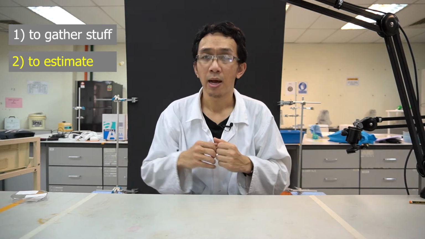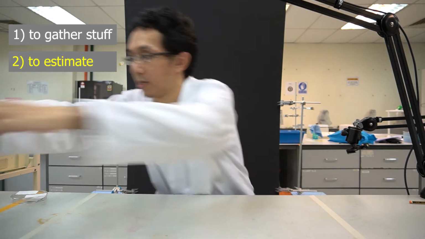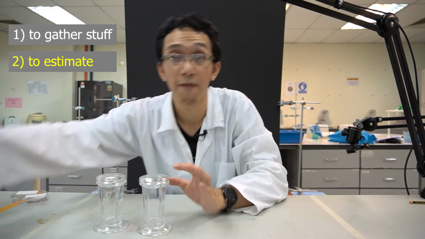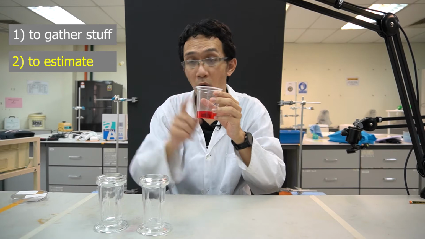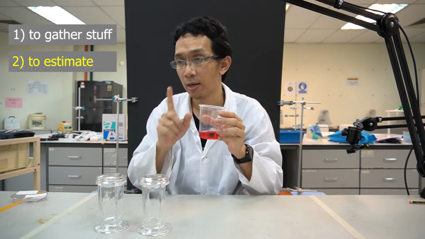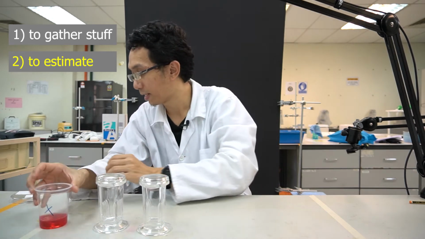For example, let me show you. Let's say I have these two beakers and this red liquid. I want to pour this red liquid into the beaker in such a way that it will be below the level of this line on the paper.